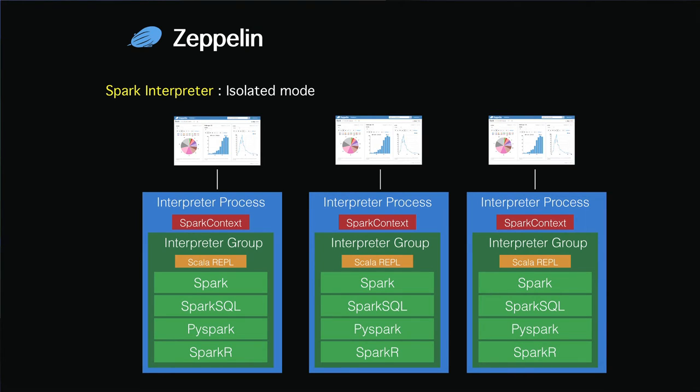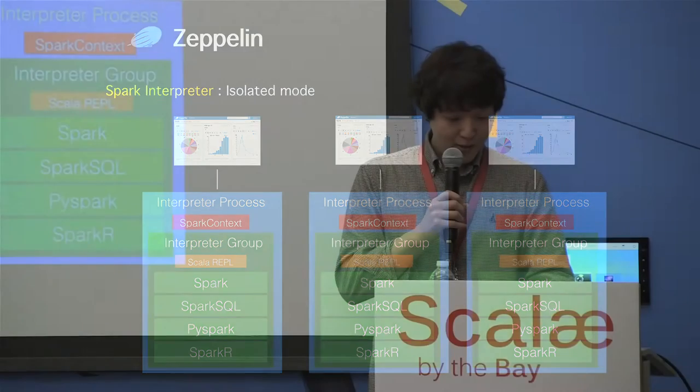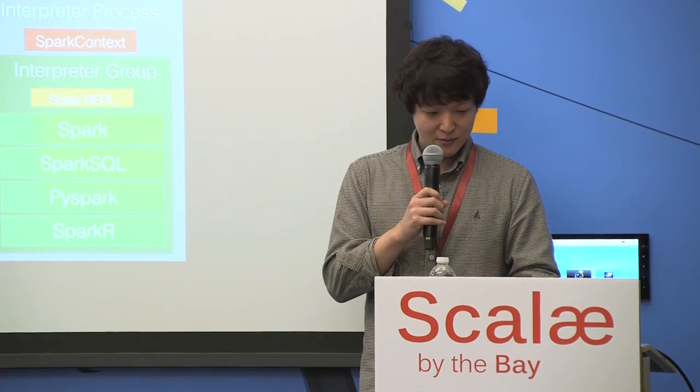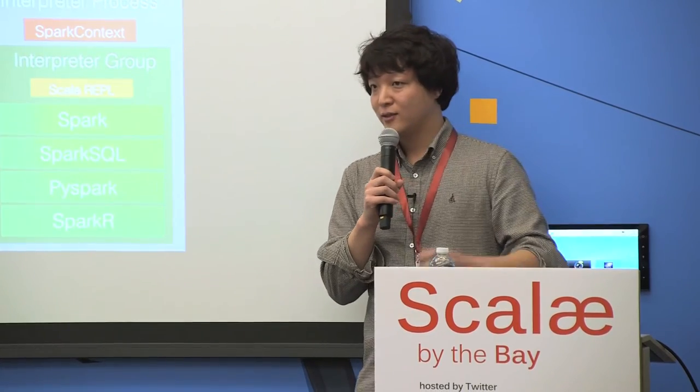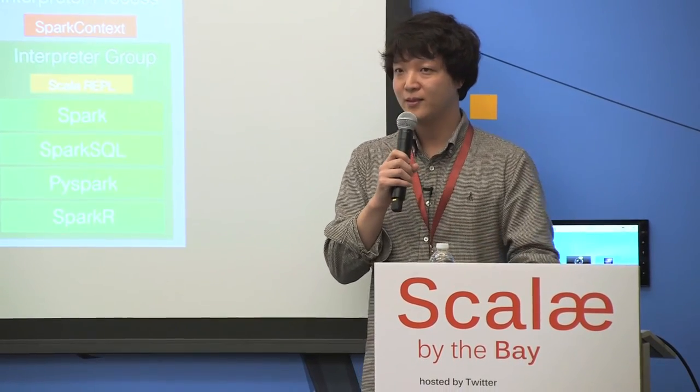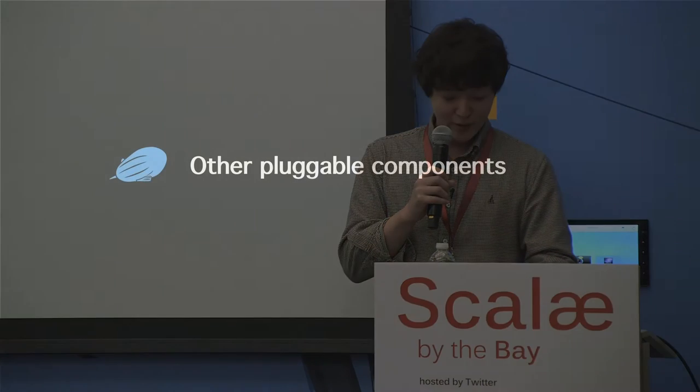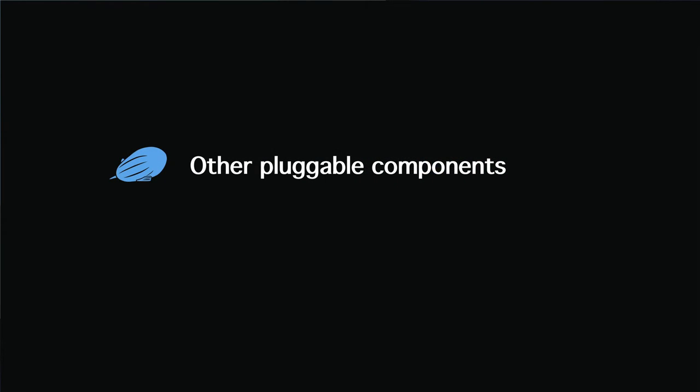And isolated mode looks like this. Each notebook will have its own Spark context and its own Scala REPL. So those are three different modes, and I think you can choose among them depending on your workload or how you want to use it. So that's how Zeppelin integrates with Spark and Scala, I think. Any questions so far? Okay. Let me go to the other components.